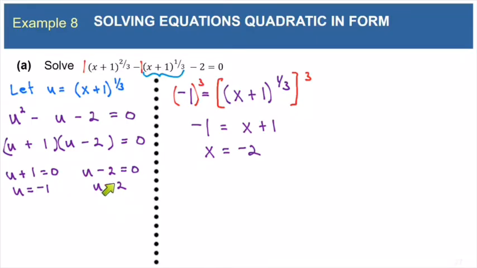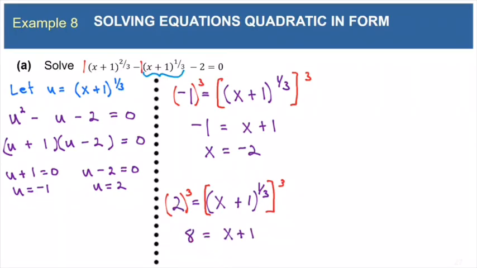Let's do the same thing for this second u solution. So plugging the 2 in place of the u, I'm going to have 2 equals (x plus 1) to the 1/3 power. Okay, so again, raise both sides to the third power, and 2 to the third power is 8. So now we have 8 equals x plus 1, because over here the exponents multiply together and make a 1. Now subtract 1 from both sides and we get x equals 7. So our two potential solutions are negative 2 and 7.